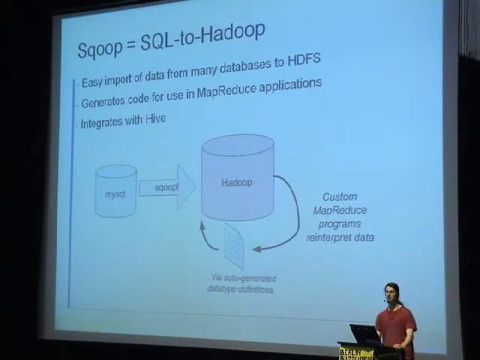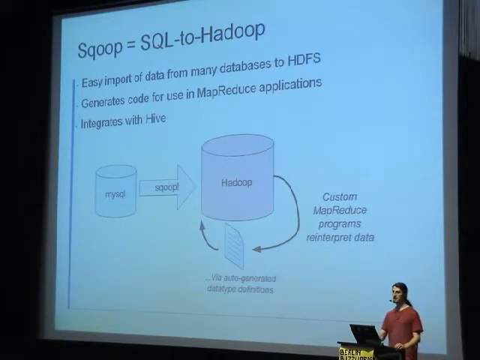So Sqoop, which is a sort of a contraction for SQL to Hadoop, allows the easy import of data from many different databases into HDFS. Once the data is in HDFS, it makes it much easier to write a MapReduce program which operates over both data sets at the same time.